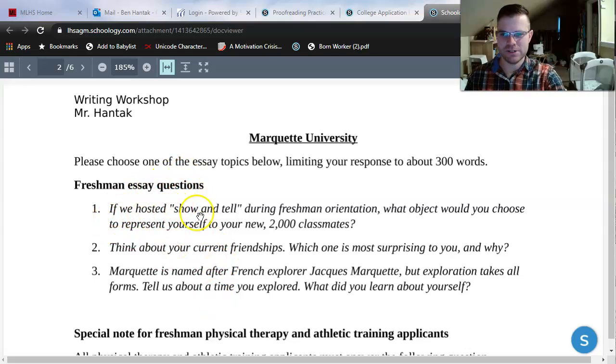First one, if we hosted show and tell during freshman orientation, what object would you choose to represent yourself to your new 2000 classmates? So notice the creativity in this one. They're asking you to select one object. Choose something that is important to you. It could be an object that you own, for instance, something that you treasure, or it could be something that symbolizes you, if you think of it that way.